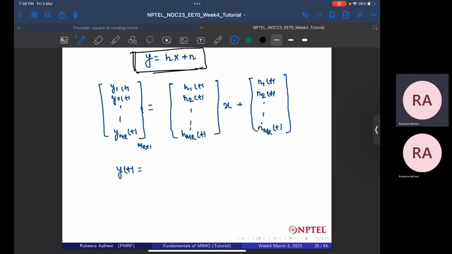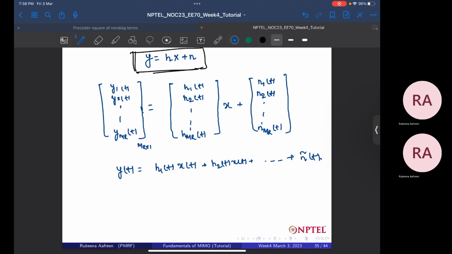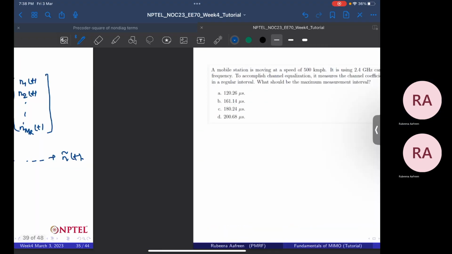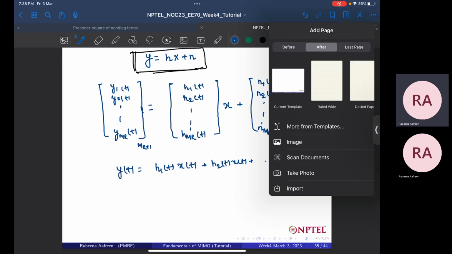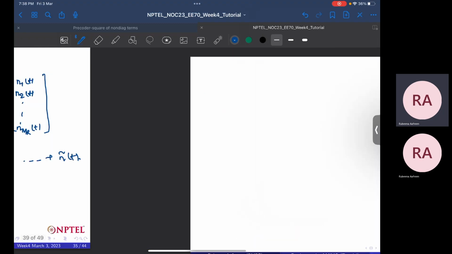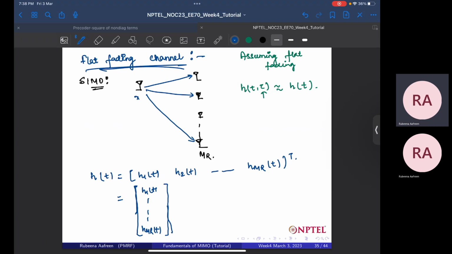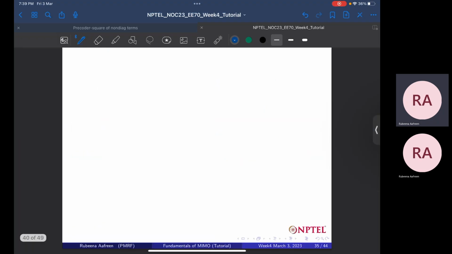So here we can write y of t as h1t xt plus h2t xt and so on, plus all the noise cumulative as nt. So all the received signals are copies of the same signal. Okay, so these are the different copies of the same signal. As we discussed previously, this is important because if some link is broken, then in that case we will still get a proper output. So this is its significance.